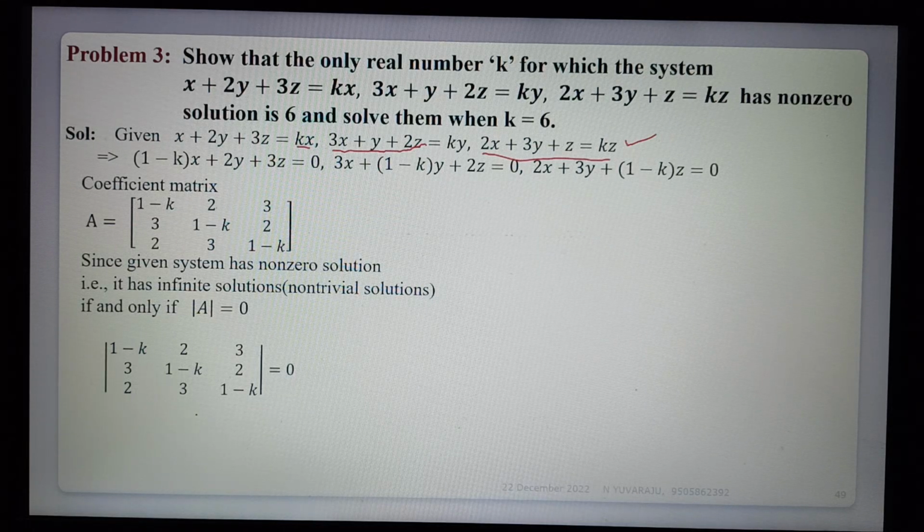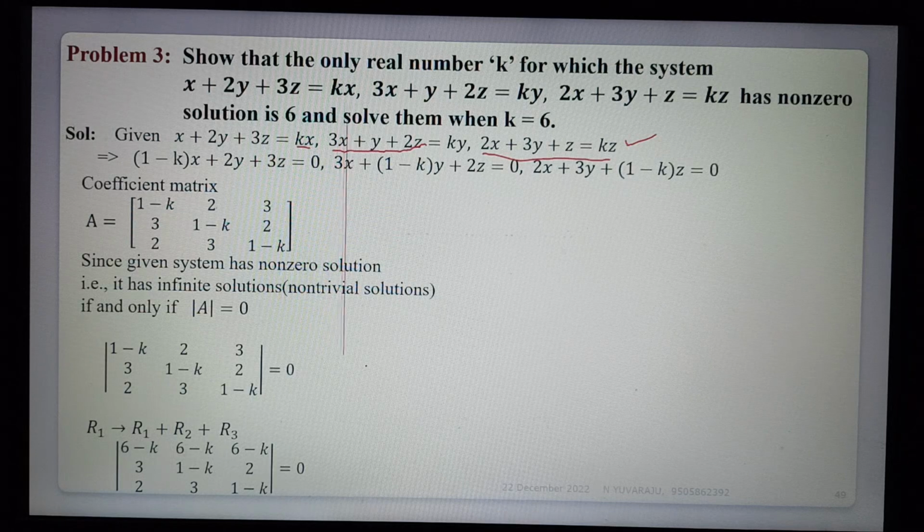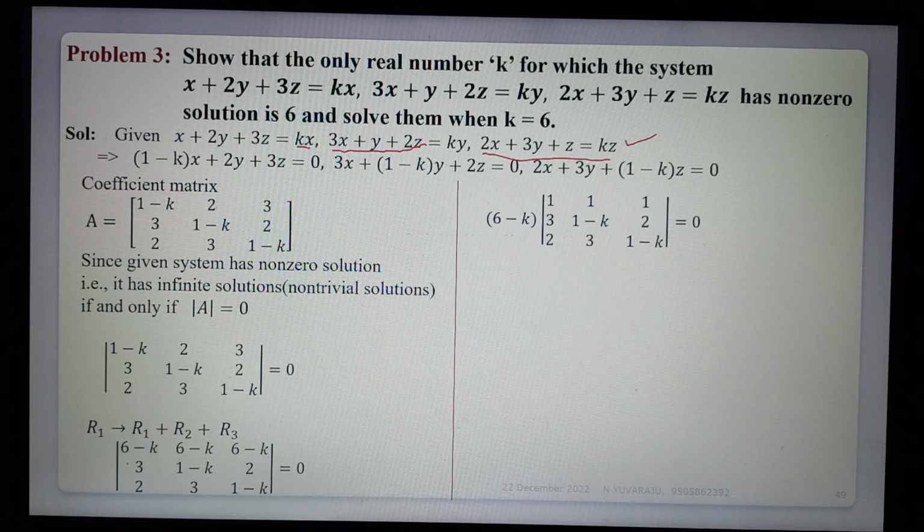So now finding the determinant value. By using row operations we can find it directly, no problem. Using the transformation R1 plus R2 plus R3, that is, adding: 1 minus k plus 3 plus 2 is 6 minus k, 2 plus 1 minus k plus 3 is 6 minus k, 3 plus 2 plus 1 minus k is 6 minus k. From the first row we take the common factor 6 minus k out of the determinant, and the remaining is here.